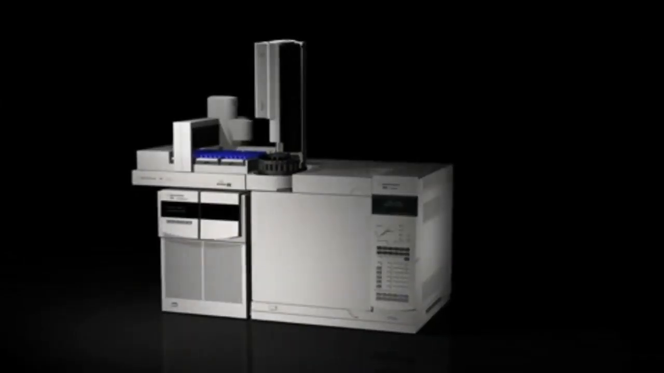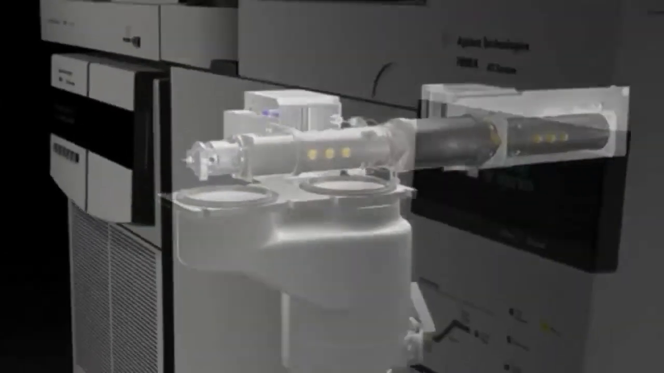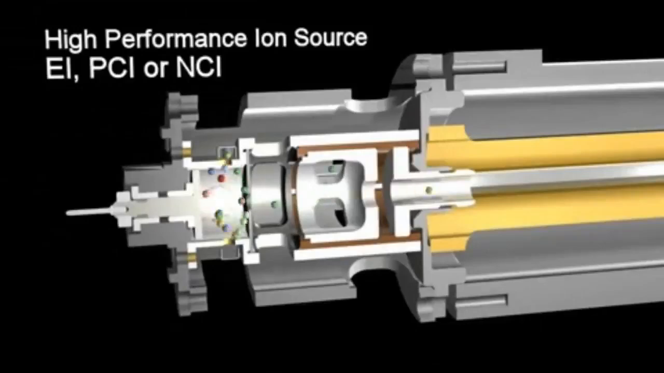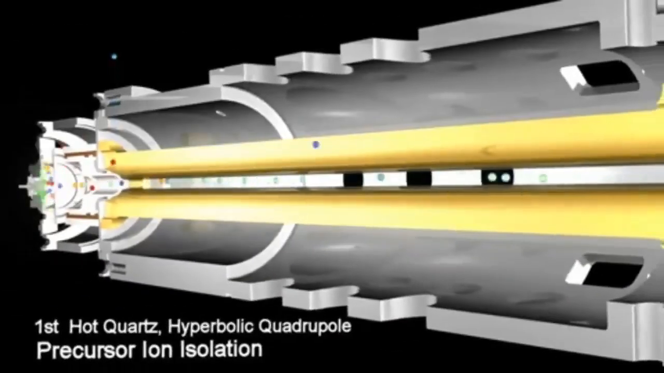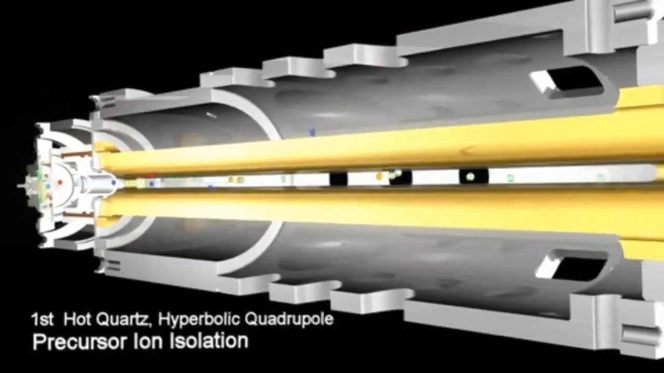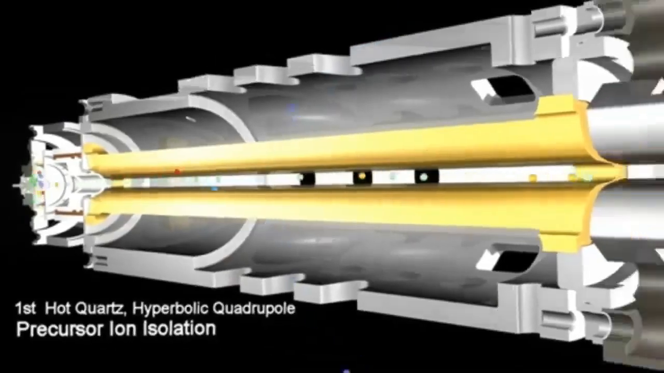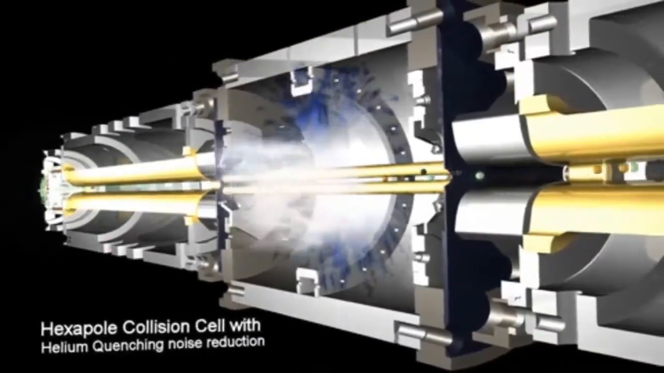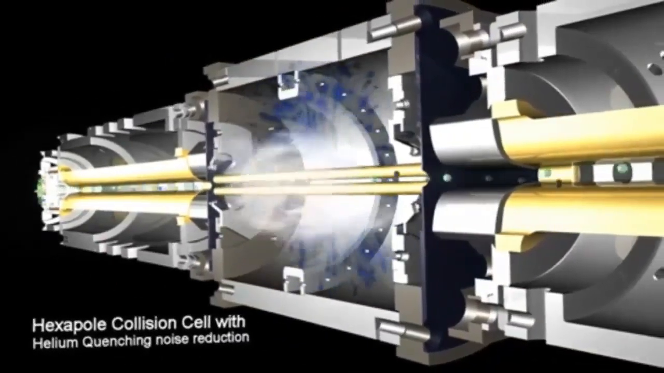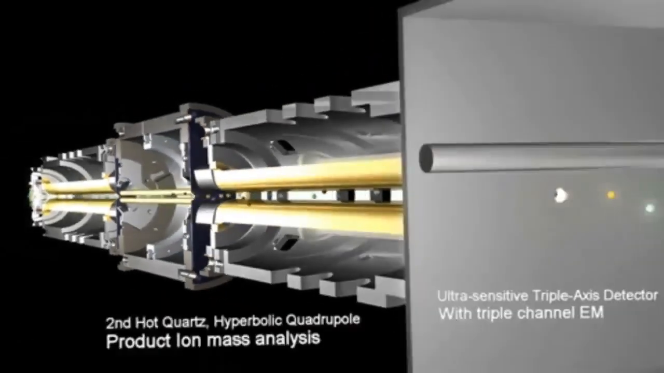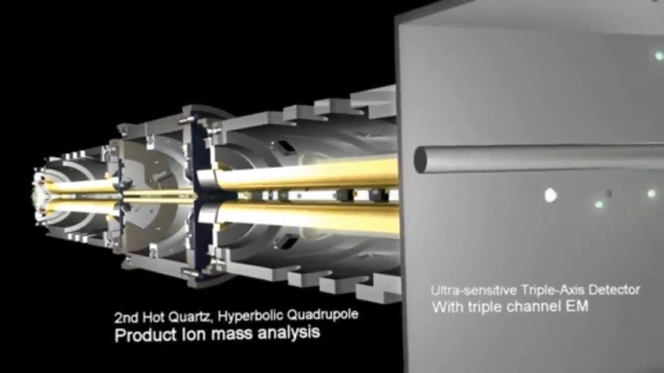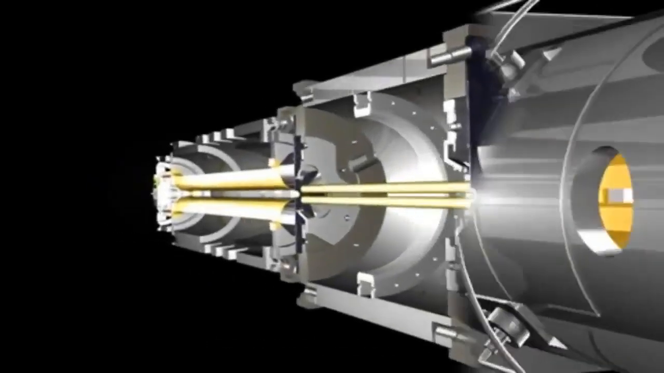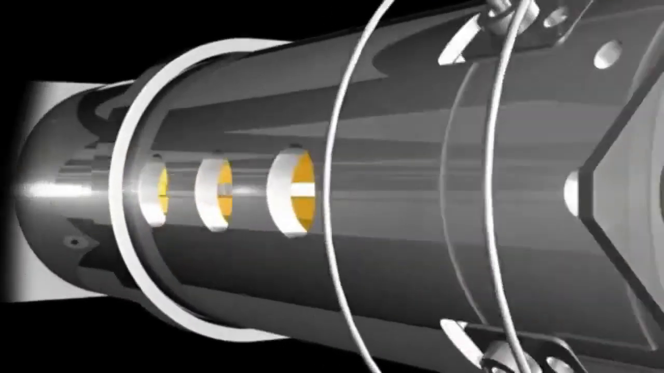The typical MS-MS description focuses on the extraction of ions from the source, isolation of the precursor ion in the first quadrupole, dissociation of precursor ion in collision cell, and mass filtering of the product ions in the second quadrupole before detection. But let's return to the ion source to discuss processes that are often overlooked.